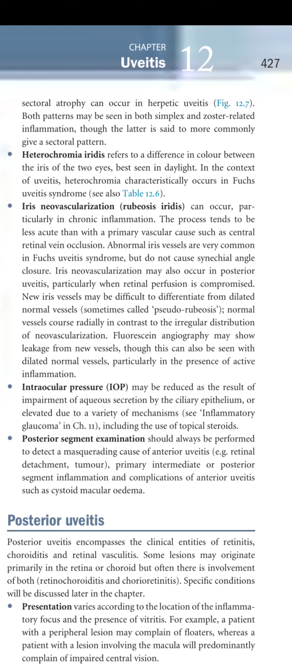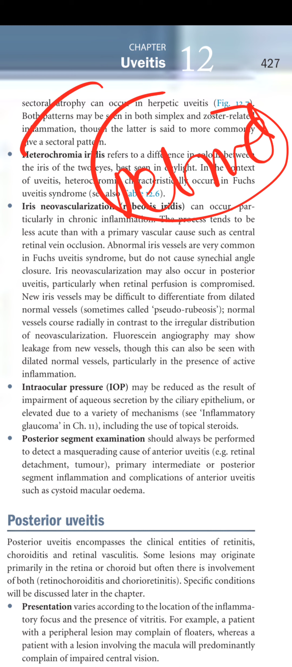Iris neovascularization, rubeosis iridis, can occur particularly in chronic inflammation. The process tends to be less acute than with a primary vascular cause such as central retinal vein occlusion. Abnormal iris vessels are commonly seen in Fuchs uveitis syndrome, but they do not cause synechial angle closure. Iris neovascularization may also occur in posterior uveitis, particularly when retinal perfusion is compromised. So basically, when the retina becomes hypoxic, iris neovascularization can form.